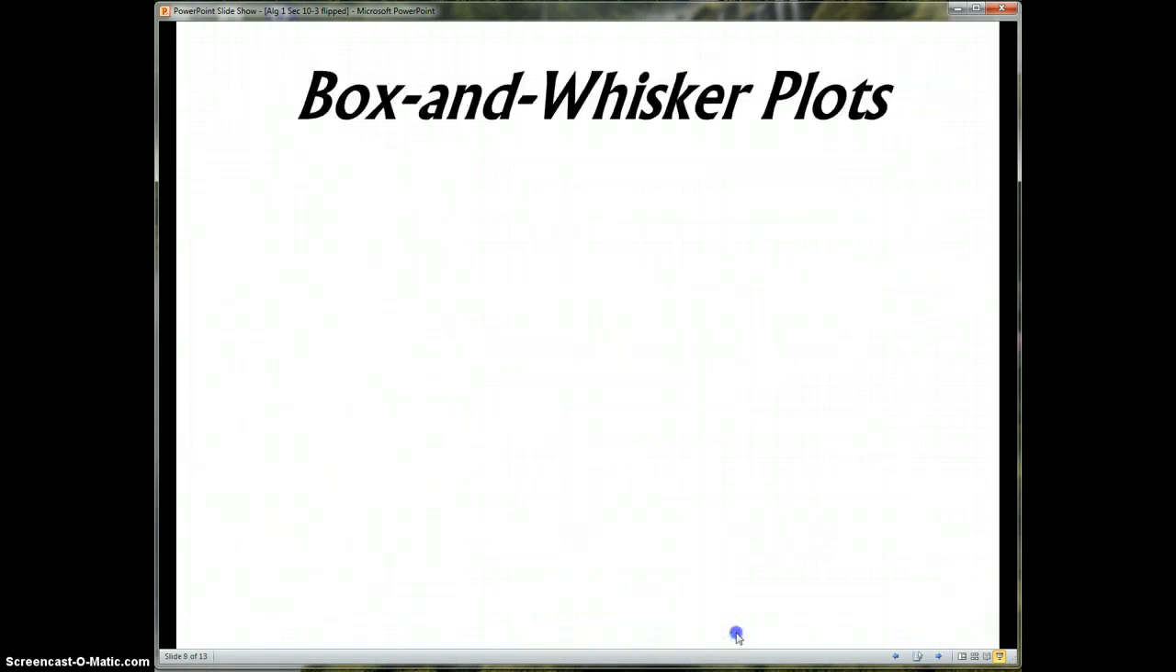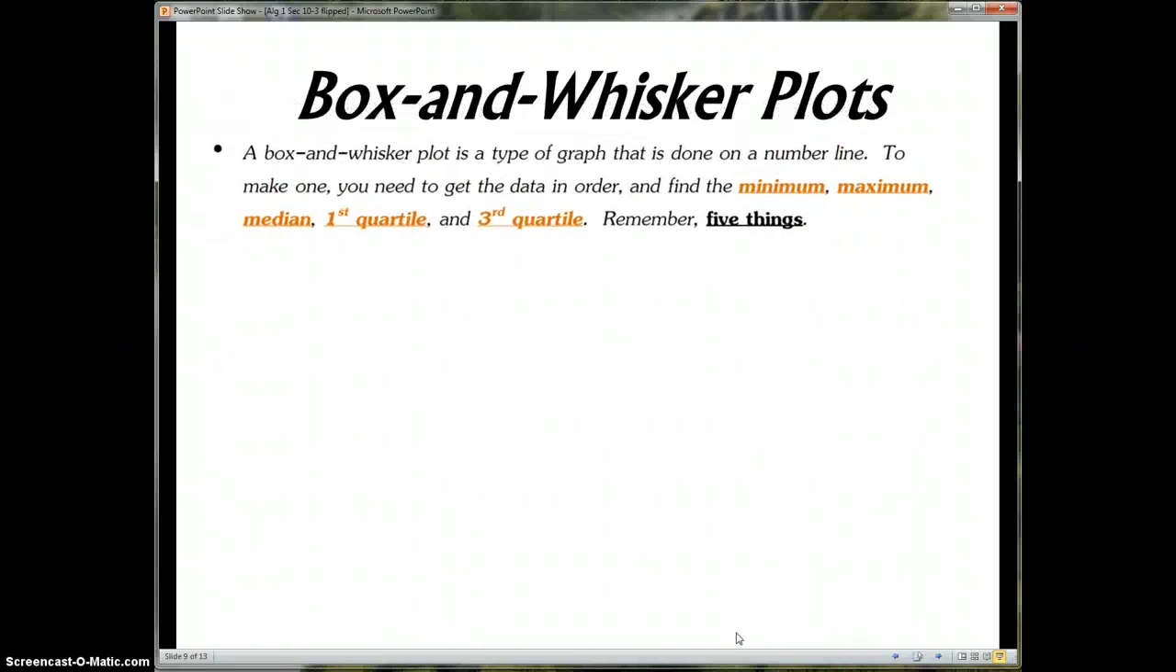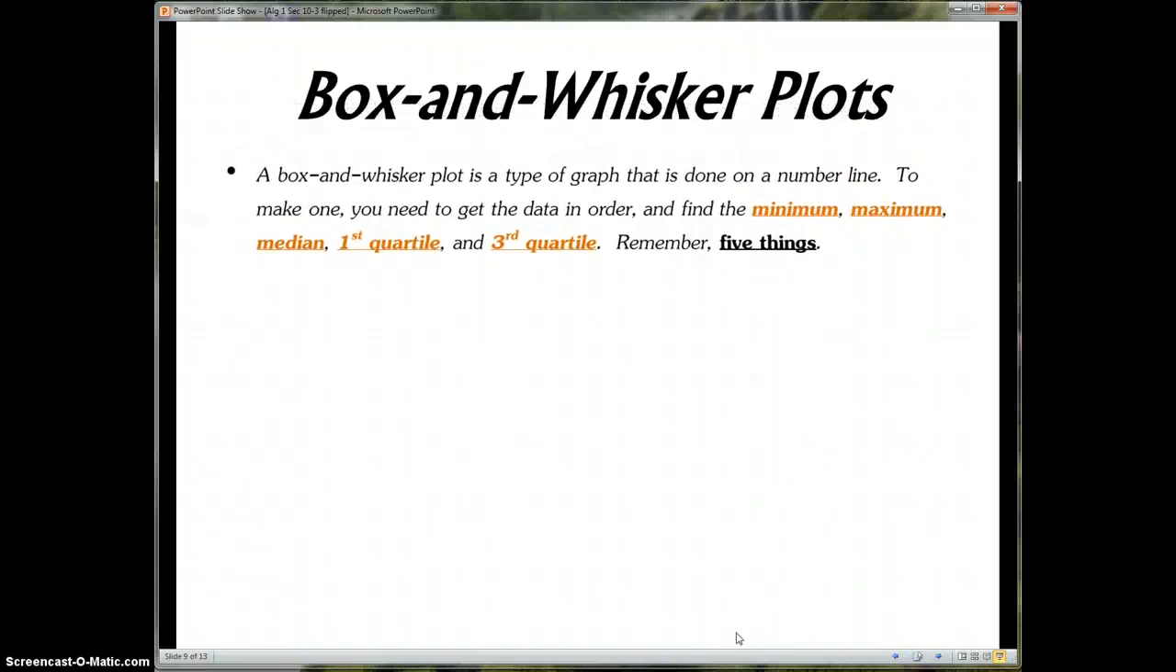Next up are box and whisker plots. A box and whisker plot is a type of graph that is done on the number line. To make one, you need 5 things here. You need to get the data in order, and then find the minimum, the maximum, the median, the first quartile, and the third quartile. Again, 5 things. Max and min, the median, the 2 quartiles.